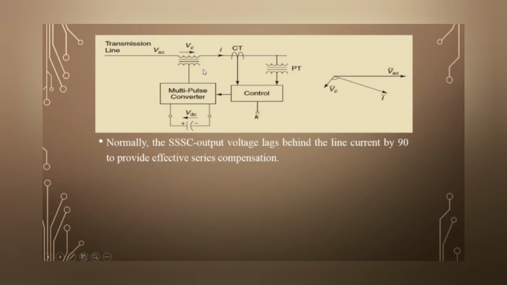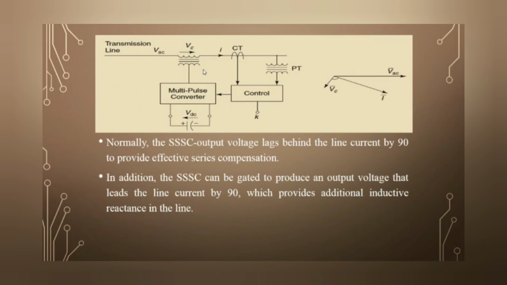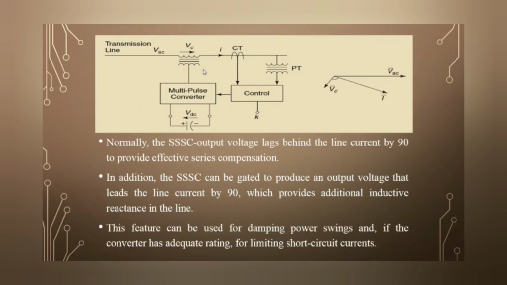So normally the TCSC output voltage lags behind the line current by 90° to provide the effective series compensation. In addition, the TCSC can be gated to produce an output voltage that leads the line current by 90°, which provides additional inductive reactance in the line. This feature can be used for damping power swings, and if the converter has adequate rating, for limiting short circuit currents.